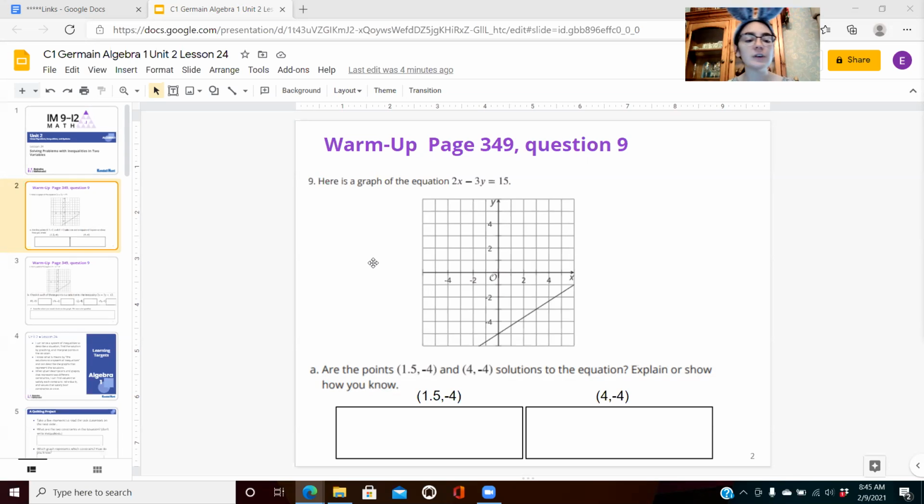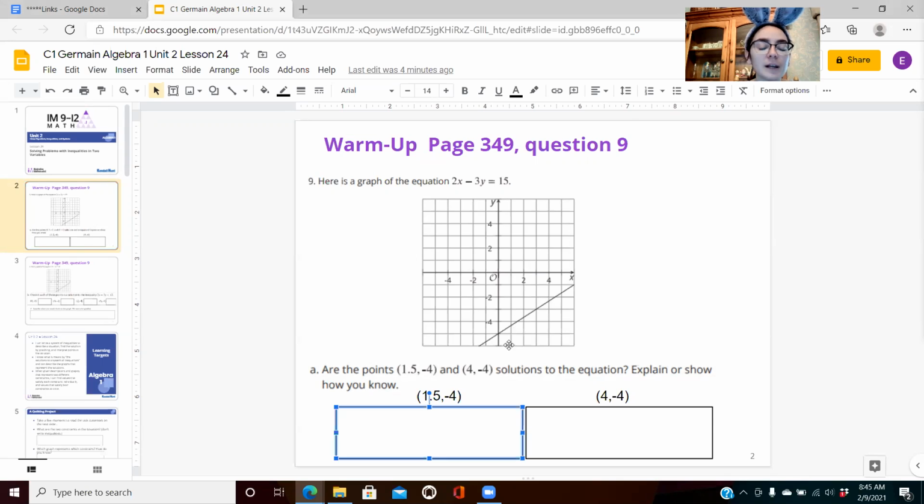A lot of friends are saying there are two ways you could determine if it is a solution. First, you could plug each one of these in for x and y and see, does it equal 15? You could also go over to 1.5 on this grid and down to negative 4, and it does hit our graph there. So we would say yes, this one is a solution.